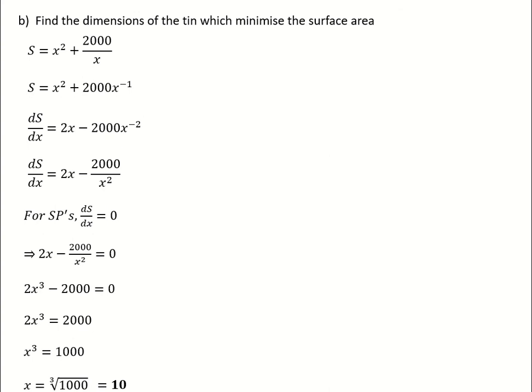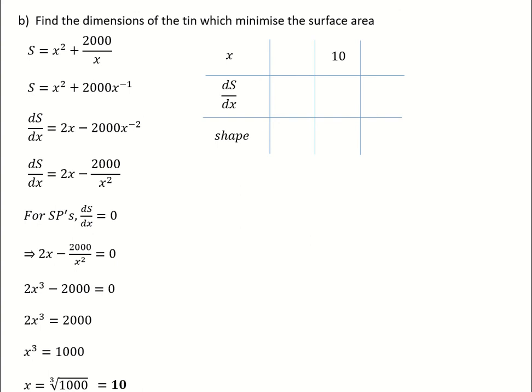Right, so I'm going to take that value, and I need to first of all establish that it is a minimum value. So I need a nature table. There's only one value to work with here, so it's a smaller nature table, nice and straightforward. x, dS by dx, and the shape. I'm just proving basically that this is a minimum turning point on the graph, or a minimum value in terms of the function. So I've got 10. I know that's equal to 0 in the derivative, in which case I know the shape is flat. So I'm thinking of a number before 10 and after 10 to determine the shape either side.